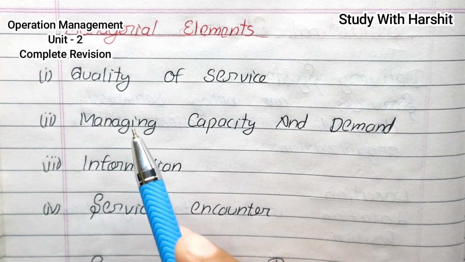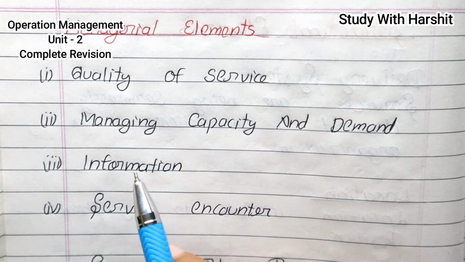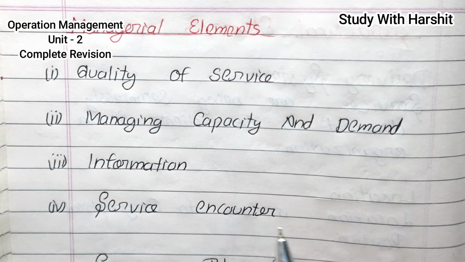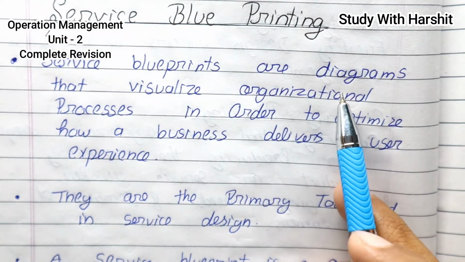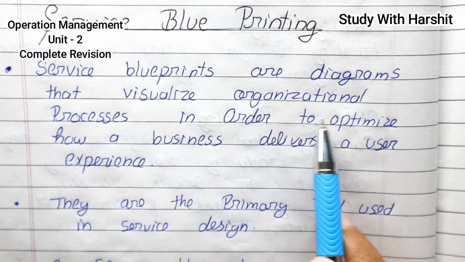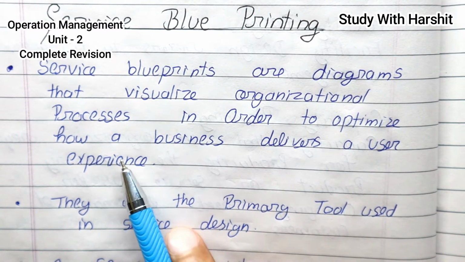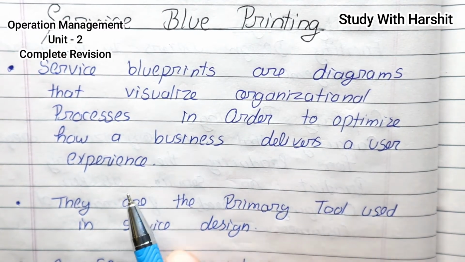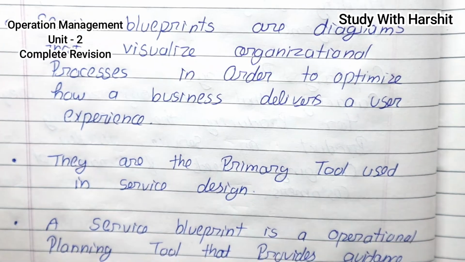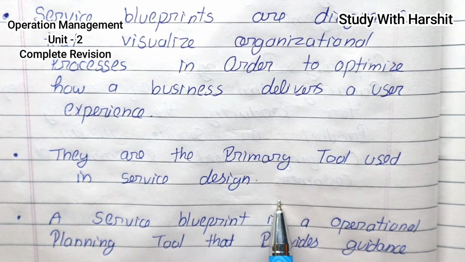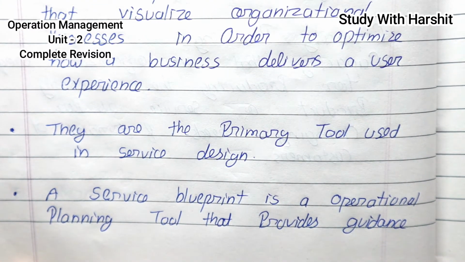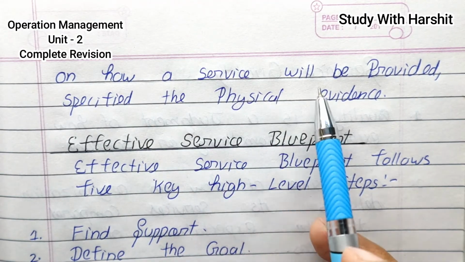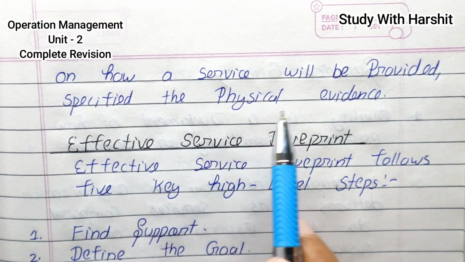Managerial elements. Quality of service, managing capacity and demand, information, service encounter, service blueprinting. Service blueprints are diagrams that visualize organizational processes in order to optimize how a business delivers a user experience. They are the primary tool used in service design. A service blueprint is an operational planning tool that provides guidance on how a service will be provided, specifying the physical evidence.